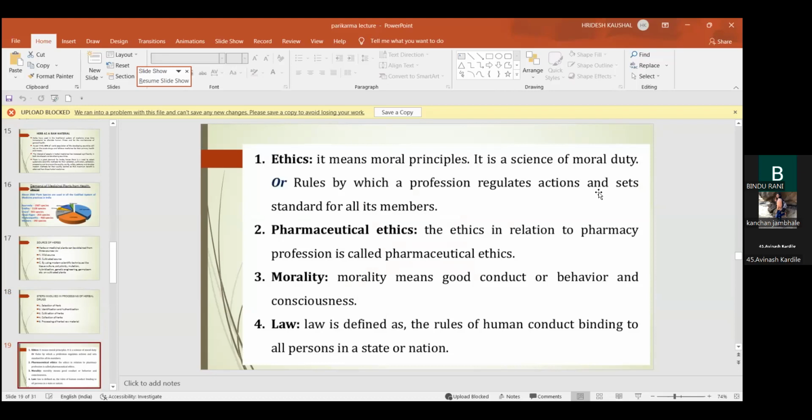For example, pharmacy is a profession. In pharmacy, being a pharmacist, what are my principles? What are my responsibilities? What is my role towards society? That comes under ethics. Now, pharmaceutical ethics means the ethics in relation to the pharmacy profession. It means while performing my duty, what kind of ethics I have to follow.